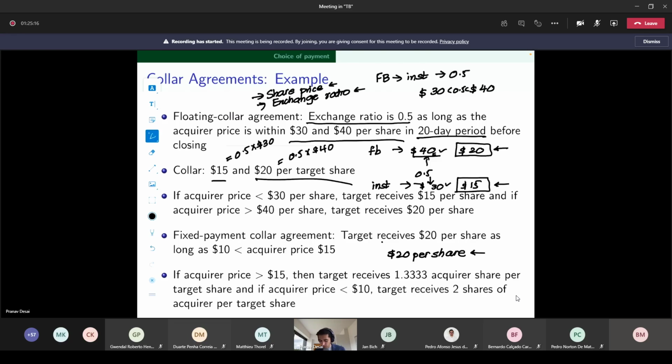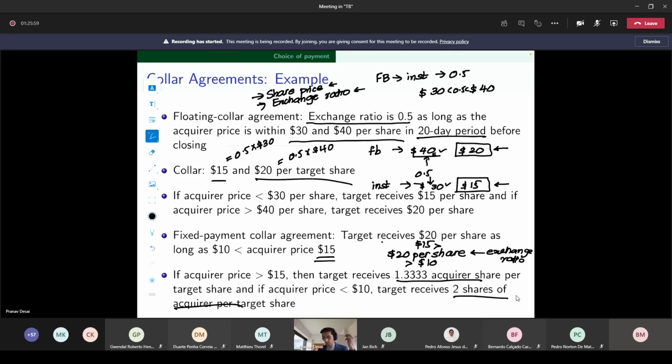So between this threshold of 15, that's the upper threshold, these are very arbitrary thresholds, by the way, and the value of 10, Facebook is going to offer Instagram $20 per share. And these are acquirer prices, by the way. And the exchange ratio is allowed to vary in this case. Once we move past this upper threshold or the lower threshold, the exchange ratio becomes fixed. Or in other words, the actual share price or the dollar amount is allowed to vary.